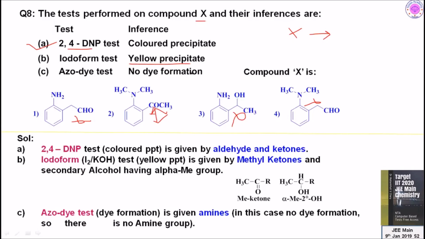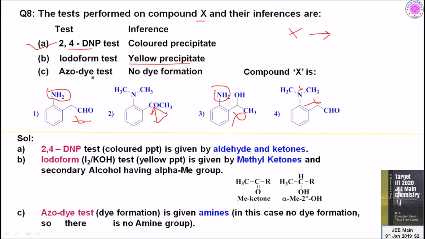Dear friends, the azo dye test is positive for the compounds of anilines. This compound gives the azo dye test. This compound gives the azo dye test, right? So this also does not give. But if you compare these 2 and 4, the iodoform test is differentiating. The azo dye test is negative for both 2 and 4, whereas 2,4-DNP is positive for both.